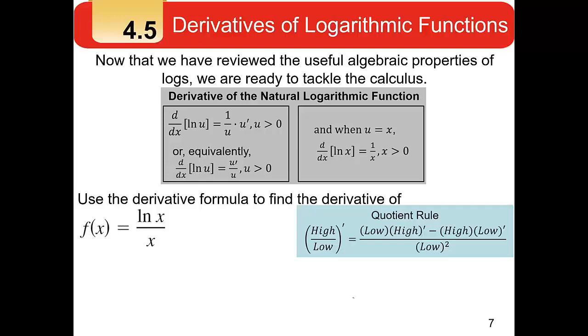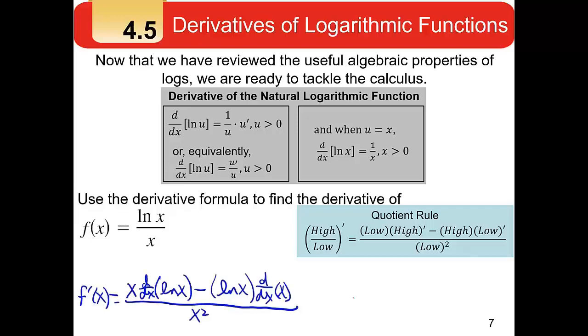Low times the derivative of high minus high times the derivative of low over low squared. So that's low, which is x, times the derivative of high, which is natural log of x, minus high, which is natural log of x, times the derivative of low, which is x, and then over low squared, which would be x squared. And of course, the derivative of natural log of x is 1 over x, and the derivative of x is just 1, so you end up with x times 1 over x, which is just 1.